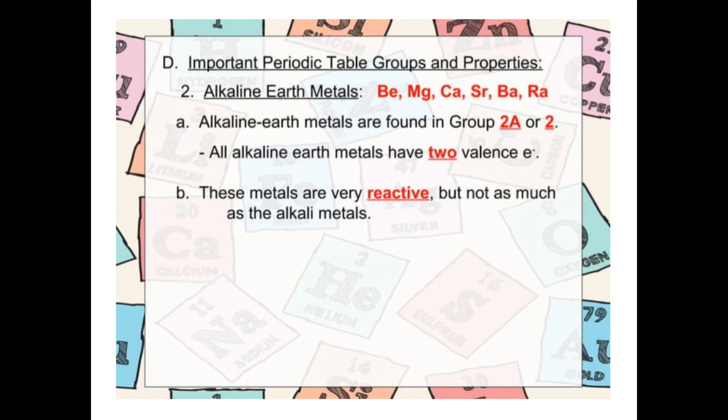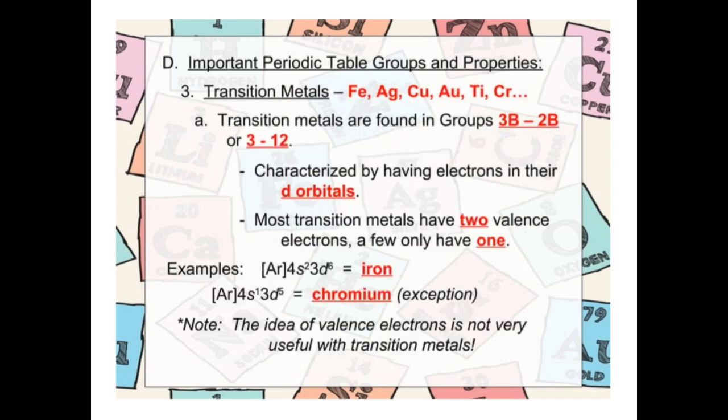The alkaline earth metals are found in group 2A or group 2. Members of that group include beryllium, magnesium, calcium, strontium, barium, and radium. They have 2 valence electrons. They are also very reactive, but not as reactive as group 1. Then between group 2 and group 3, you have what are called the transition metals. You have the first transition series, the second transition series, the third transition series, and so on. The transition metals are found between group 3 to 12 or between group 3B and 2B.